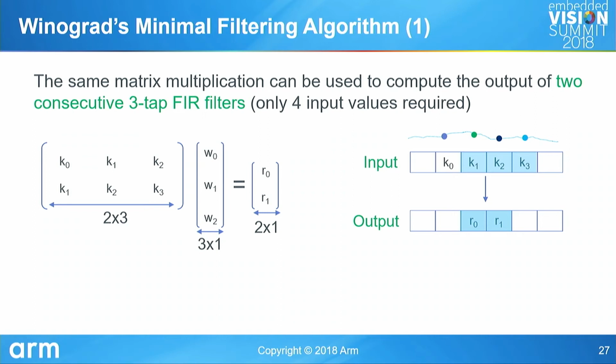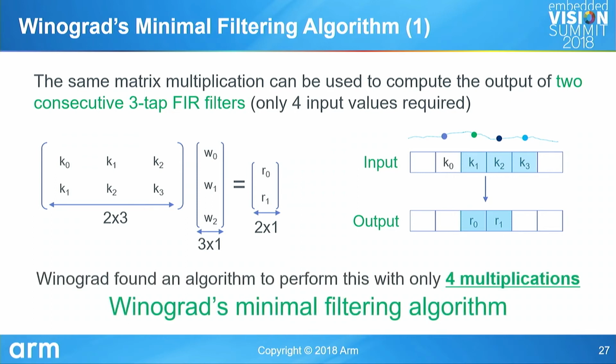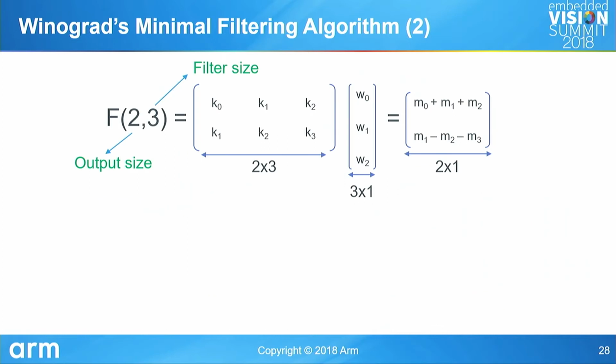So we need just 4 input values. In particular, K1 is available for both rows of matrix A, and K2 is available on both rows of matrix A. So Winograd, in 1980, found an algorithm to perform this operation with just 4 multiplications. And the name of this algorithm is Winograd minimal filtering. How does it look? It looks like that.